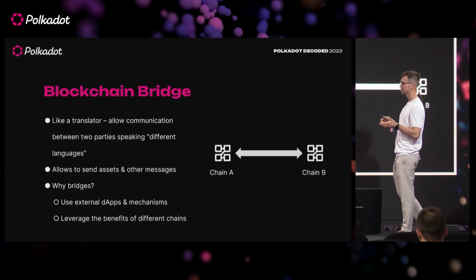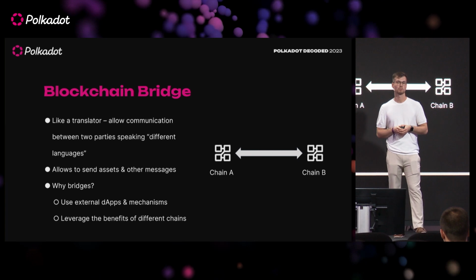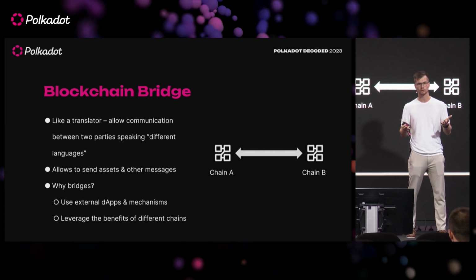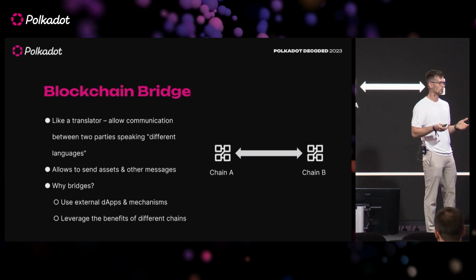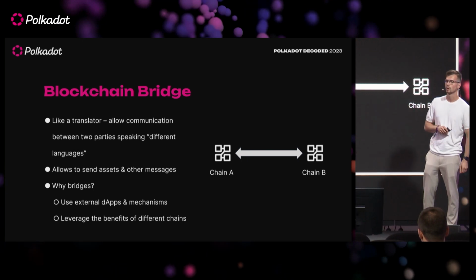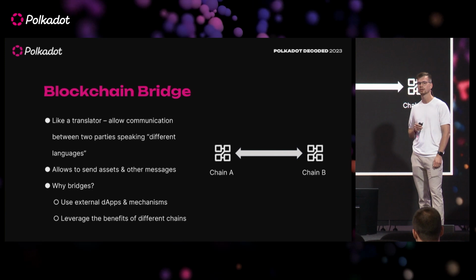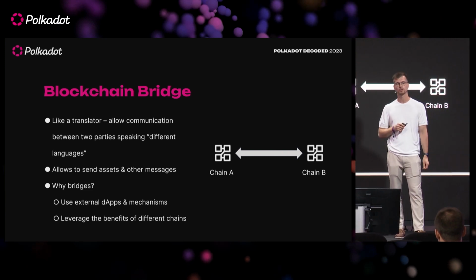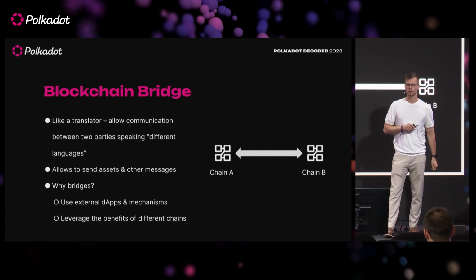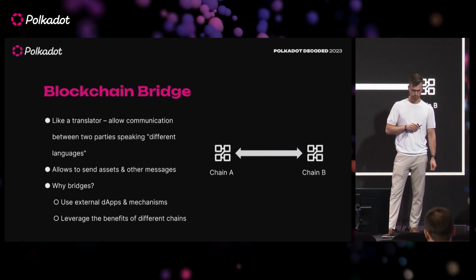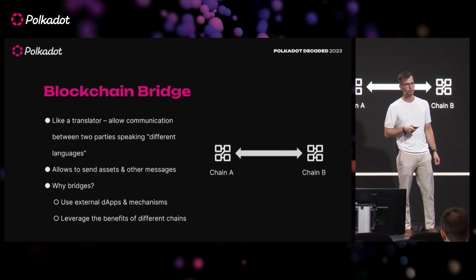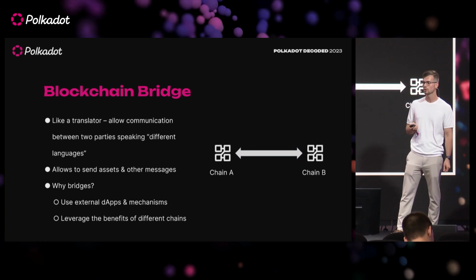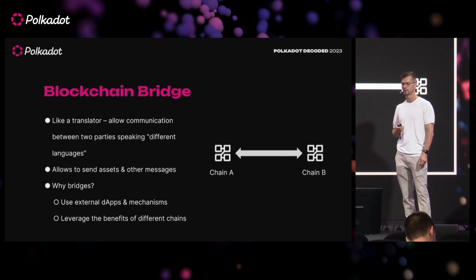And the question is, why do we need bridges? For that, we may answer that we want to use some external DApps or other mechanisms. For example, we can have some assets on our chain, but we want to exchange some asset on a different chain, on a different consensus. And for that, we may use the bridge. Another point can be that we want to leverage some benefits of external consensus systems, like, for example, lower transaction costs.